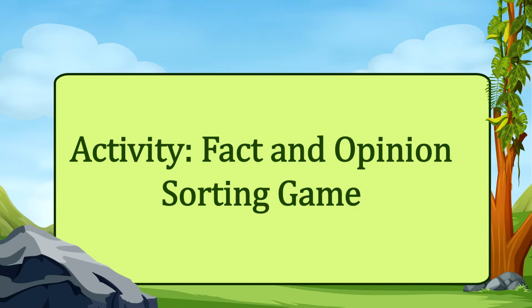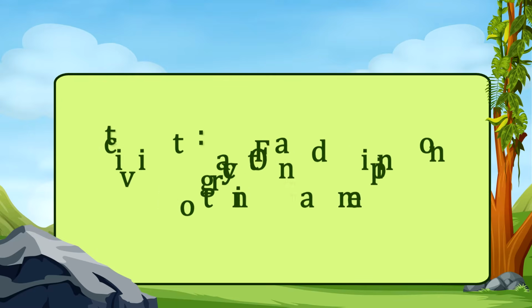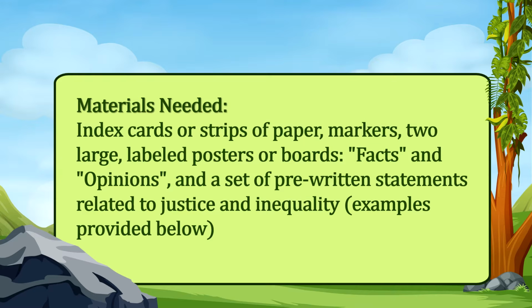Now, let's have an activity, a fact and opinion sorting game. From the word sorting, you are going to separate, classify, group. Materials needed: index cards or strips of paper, markers, two large labeled posters or boards, facts and opinions, and a set of pre-written statements related to justice and equality. Examples provided below.